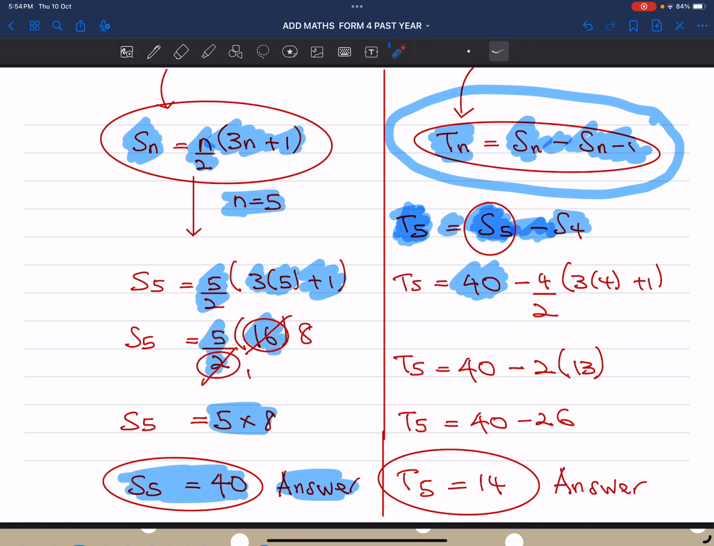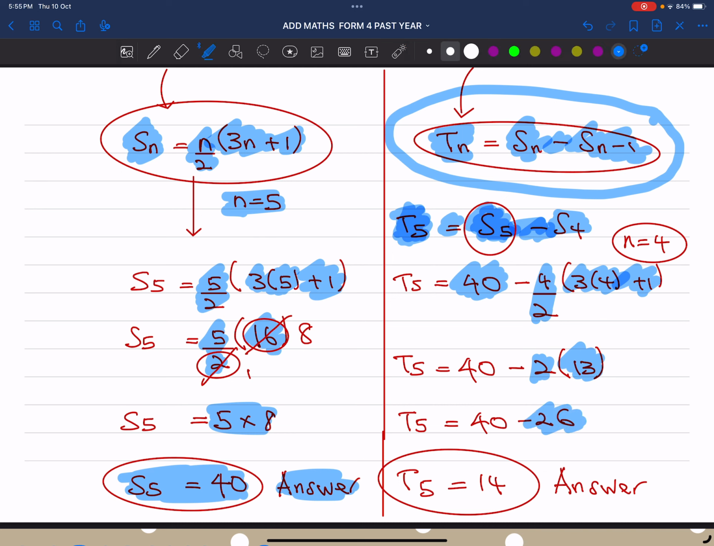So n over 2 will be 4 over 2, and replace n with 4, because it's S4. And then we have 3n, that is 3 times 4, and of course plus 1. We shall do the brackets first. 3 times 4 is 12, plus 1, 13. And then 4 divided by 2 is 2, and 2 times 13 is 26.